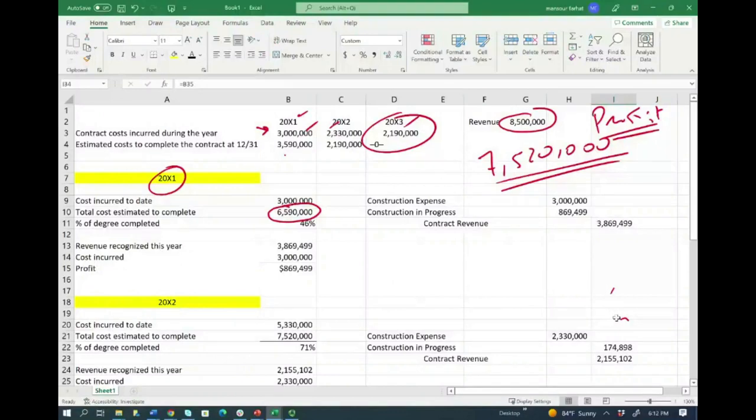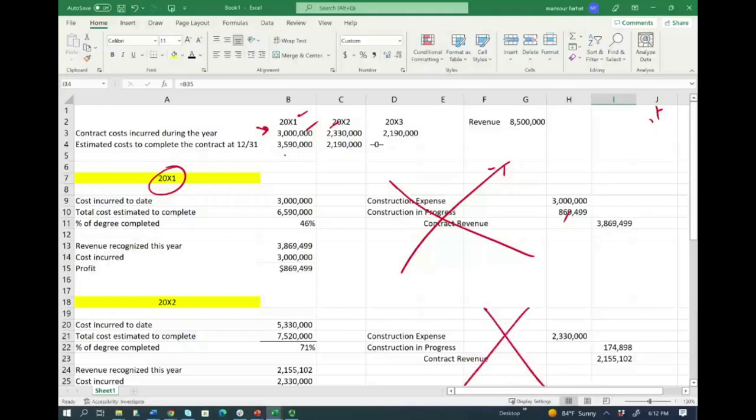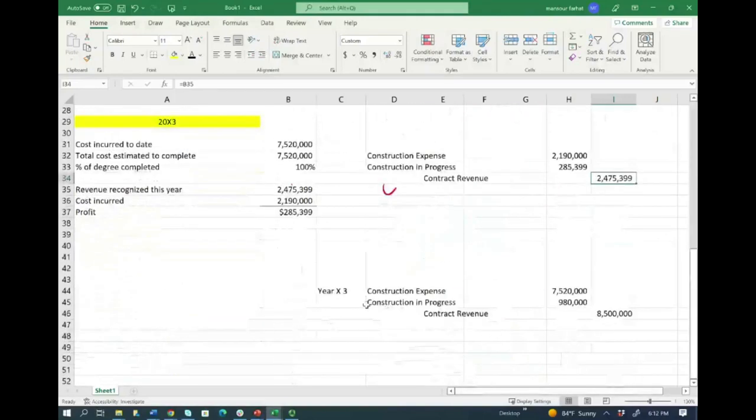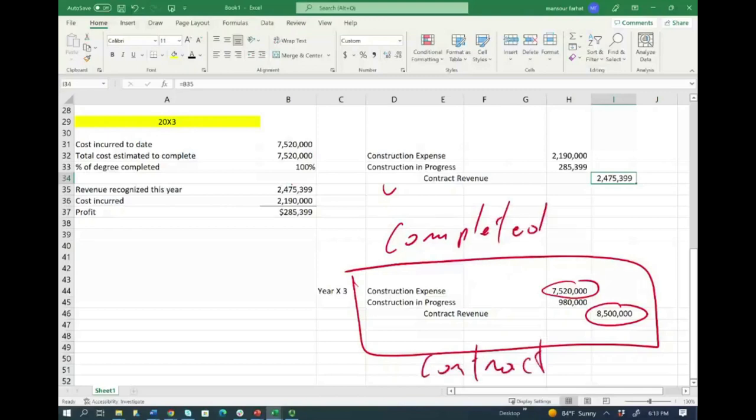Now, the completed contract method is a conservative method. The completed contract method states, don't recognize any revenue or any expense, and as a result, any profit until the project is completed. So what's going to happen? There's no entry for year one as far as the income statement. There's no entry for year two on the income statement. And in year three, you would include all the revenue, which is 8.5 million, all the expenses, 7,520,000, and you will book the profit. The completed contract says, don't recognize any profit until the project is done. The project is done, I can recognize 980,000.